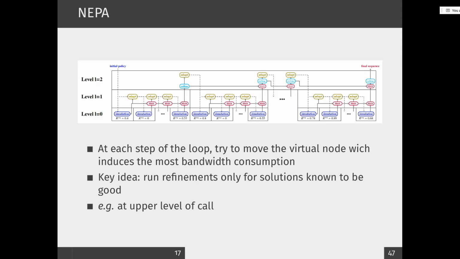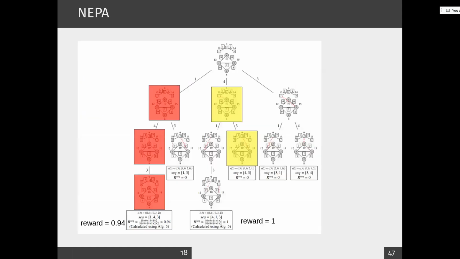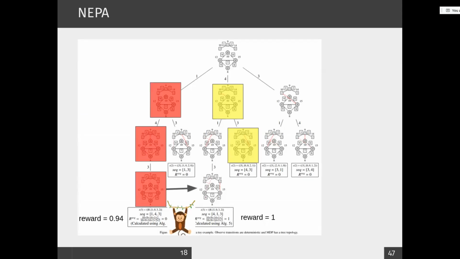I won't detail how the neighborhood search is done, but basically it's based on the idea of trying to move some nodes around and to improve the solution that way. And so basically in the paper, we called it a monkey business approach because the idea is to jump from a tree branch to the other one.